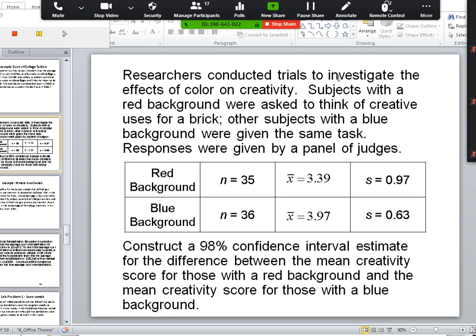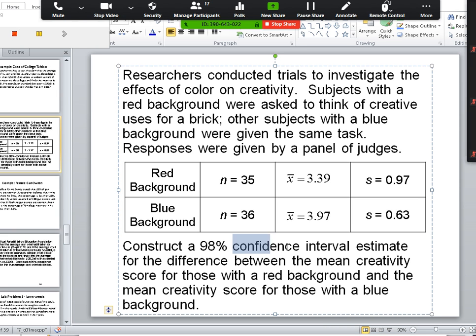All right, here's another one. Researchers are conducting trials. They're asked to think of creative uses of something. Okay, here it is. Construct a 95% confidence interval estimate for the difference between the mean creativity score for those with the red background and the mean creativity score for those with the blue background. What kind of problem is this? Confidence interval. Okay, it's a confidence interval because it says confidence interval.